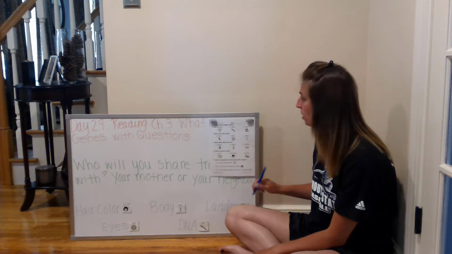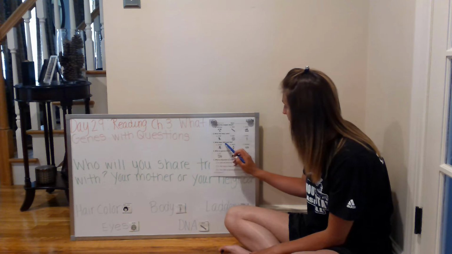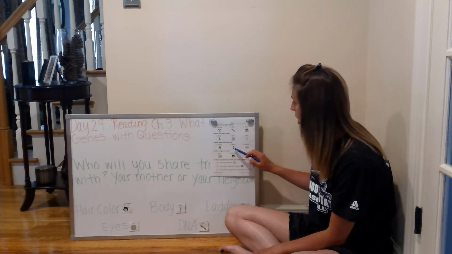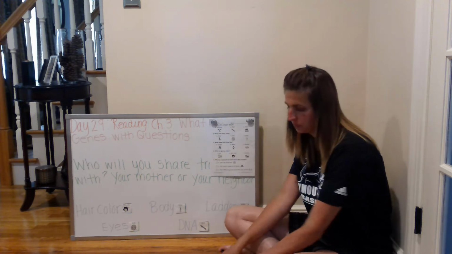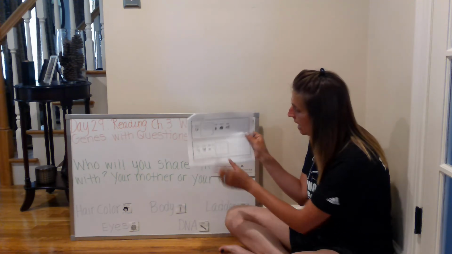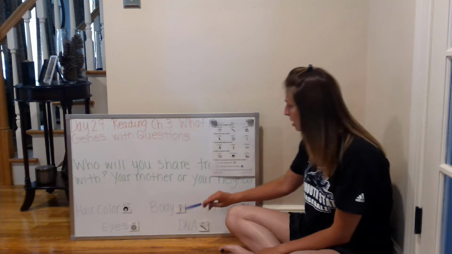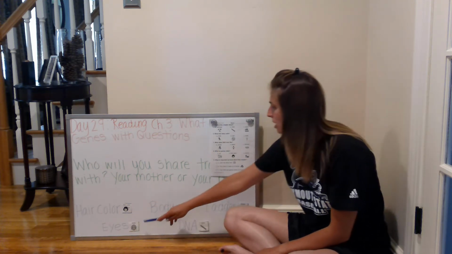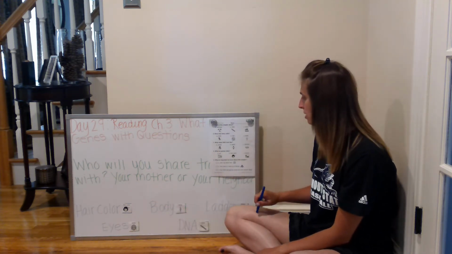Question number 3 on the multiple choice. What does DNA look like? A ladder, a watch, or a blanket? Question number 3 on the fill-in. DNA looks like a blank. Hair color, body, ladder, eyes, or DNA?